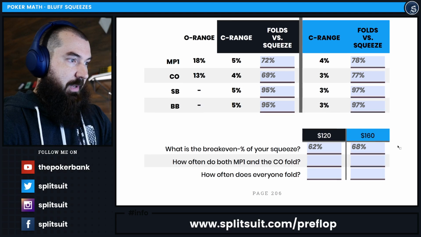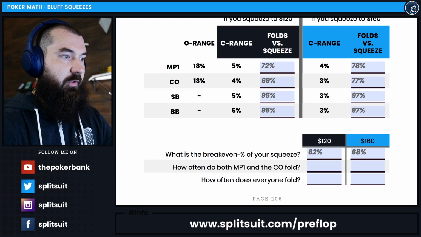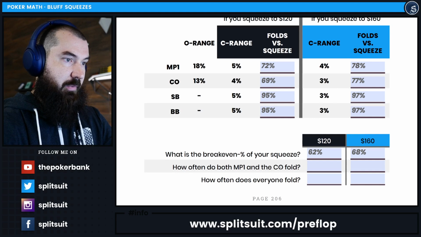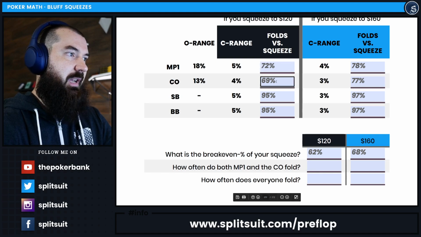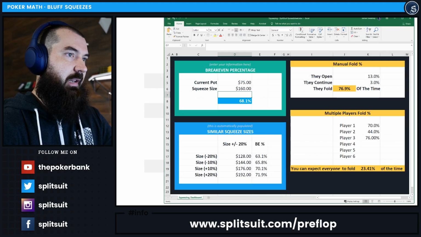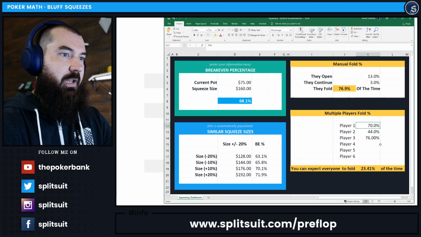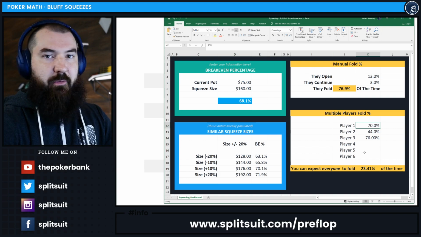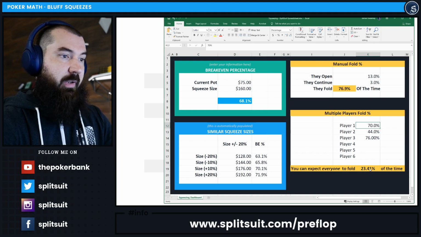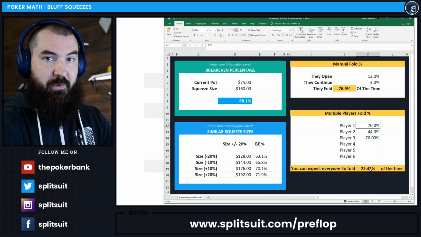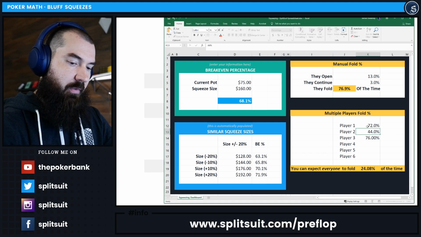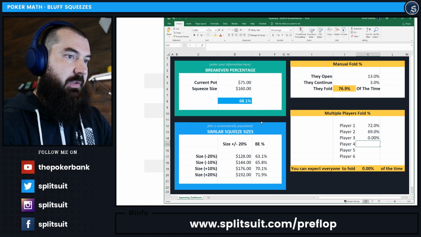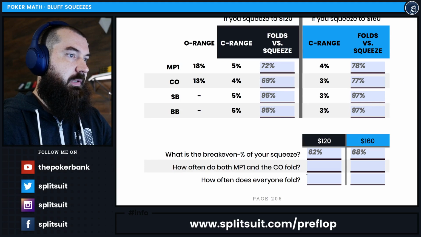So very helpful information. Now, the next question is, how often do both MP1 and the cutoff fold in this situation? We can start with the 160 first, and we notice that we thought that the middle position player was going to fold 72% of the time, cutoff is going to fold 69, and in this same squeezing spreadsheet, we can go over here and throw in the folding percentages of multiple players, and it will give us a total folding percentage for all players. So essentially how often we can expect everyone to find that fold button. In this situation, we said 72 and 69, and then that goes to 0. Is that right? 72, 69, perfect.